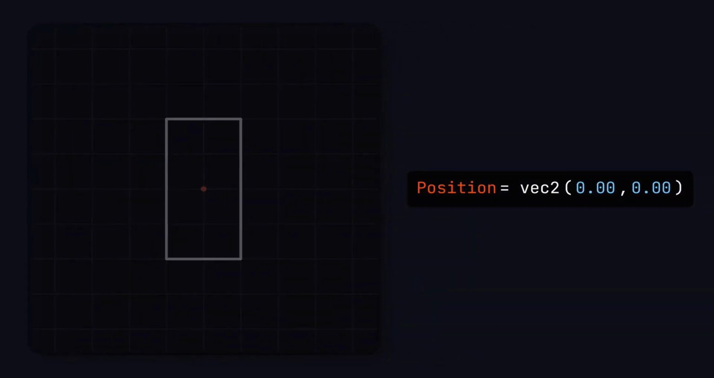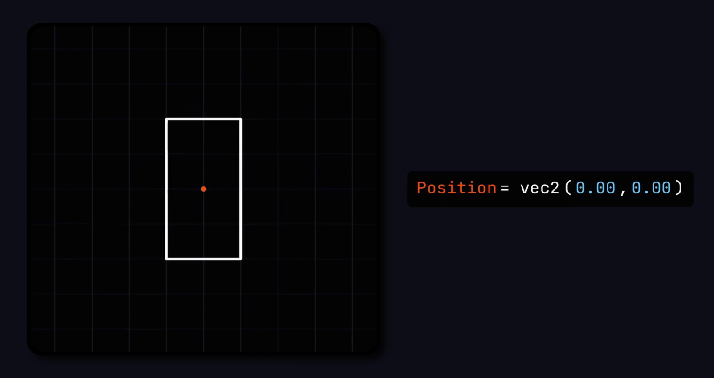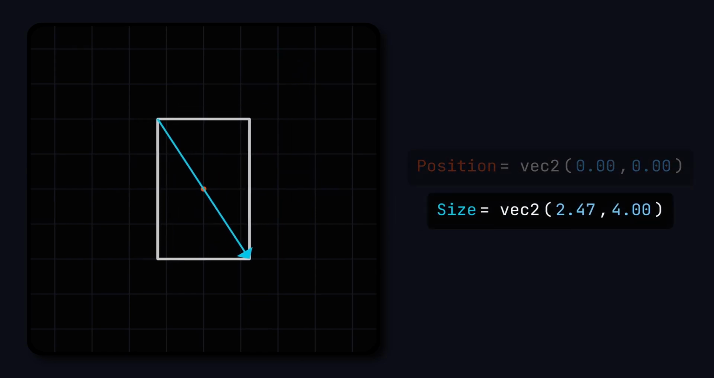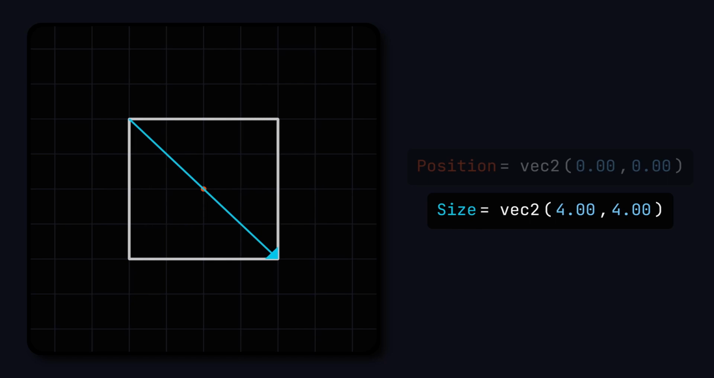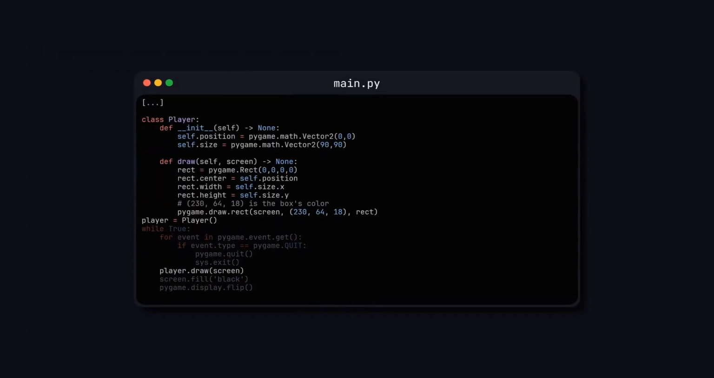Imagine our character as a simple box, centered on the position. This representation enables flexible movement within our game environment. The width and height captured in a 2D vector define the character size. Translating this concept into code, our character definition will look like this.